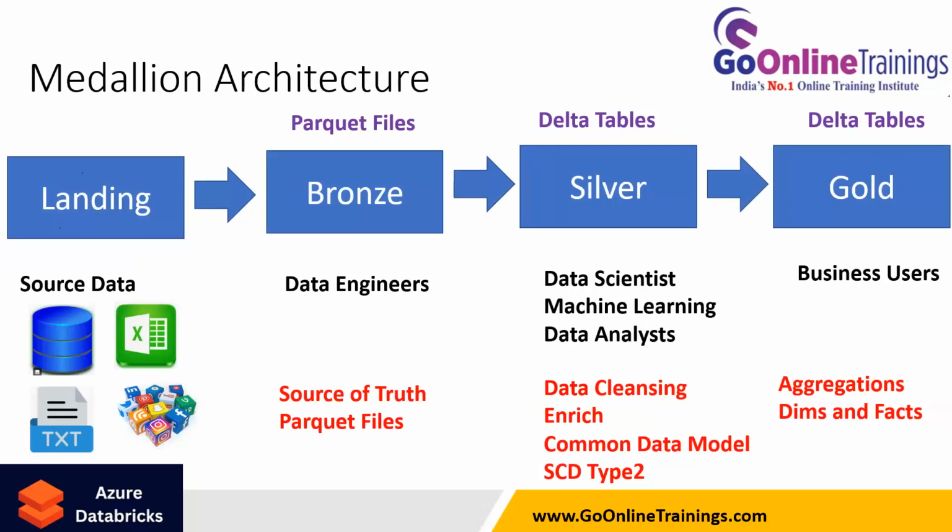But some people will go further, and the cleaned data from the silver layer can be aggregated and kept ready. And you're going to be having dimension tables and fact tables as part of your gold layer. Now here, the storage will be delta tables.